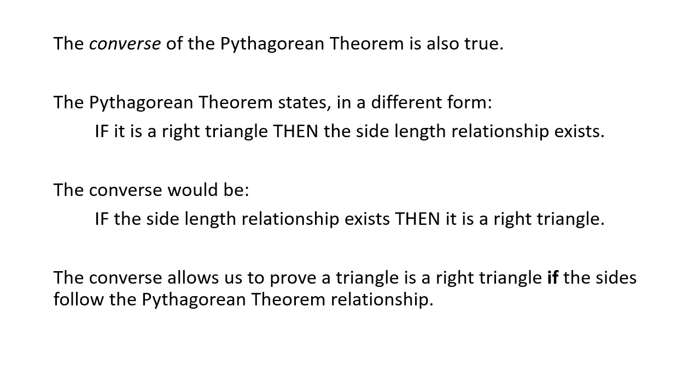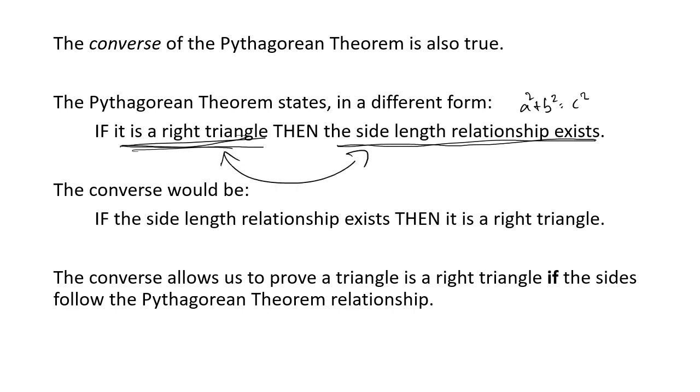So to clarify what I'm saying here, the Pythagorean theorem says if it is a right triangle, so this is my first statement here, if it is a right triangle, then the side length relationship a squared plus b squared equals c squared exists. So I know that my relationship here holds. The converse then is going to be to switch these two things up. And so now if the side length relationship exists, then we know that it's a right triangle.